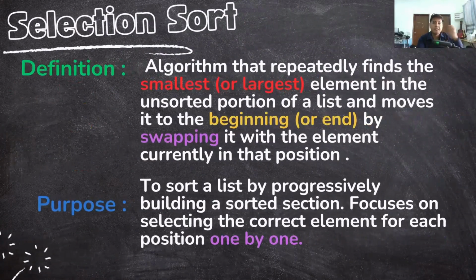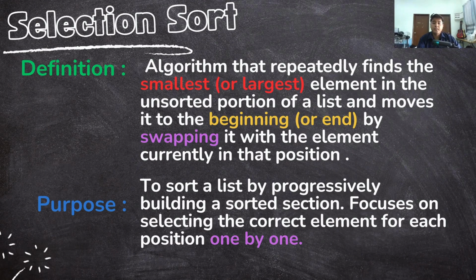So the first one is the selection sort. What is a selection sort? A selection sort is an algorithm that repeatedly finds the smallest element in the unsorted portion of a list and moves it to the beginning by swapping it with the element currently in that position.